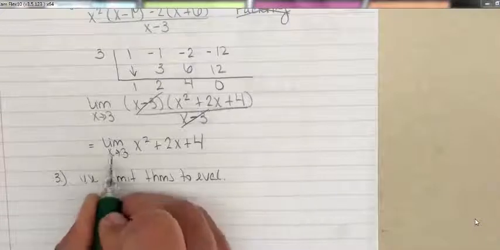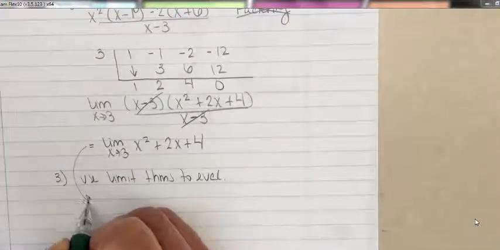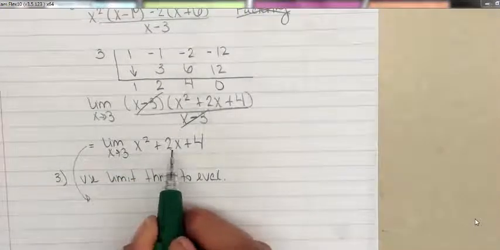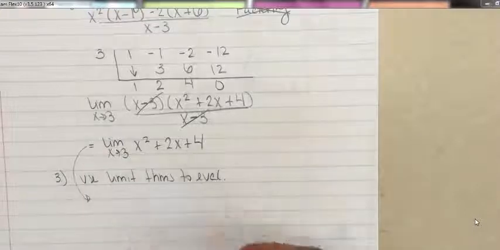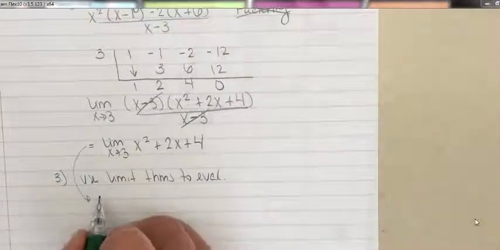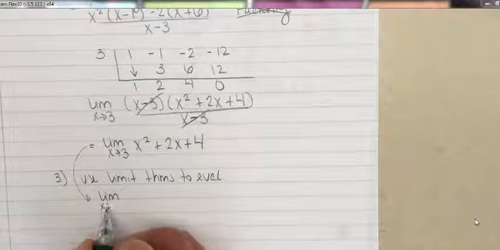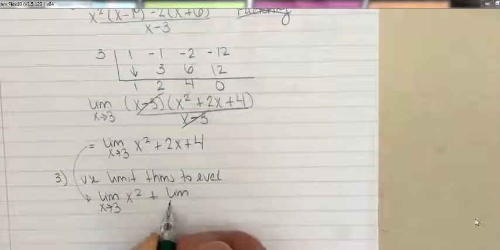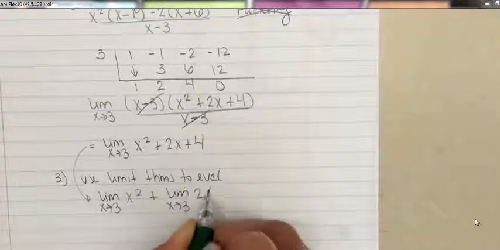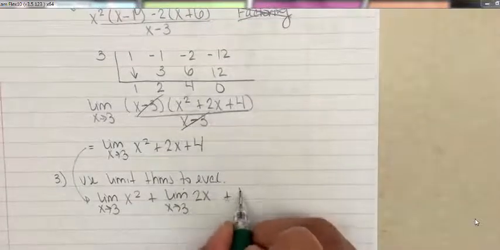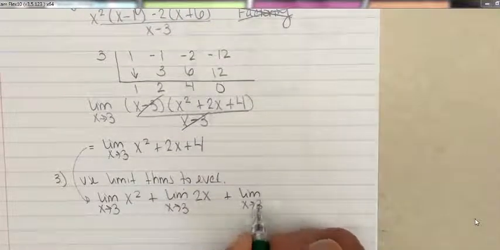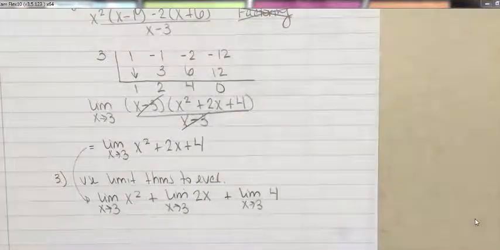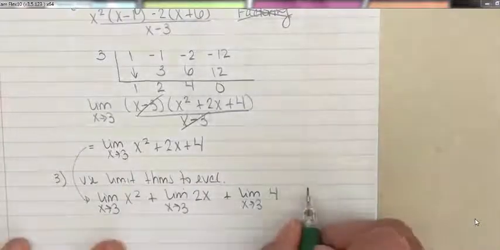So really, I can rewrite this. Notice how I've got the sum of really 3 functions here. So I'll rewrite it as the limit as x goes to 3 of x squared plus the limit as x goes to 3 of 2 times x plus the limit as x goes to 3 of 4. So this is the limit sum theorem.